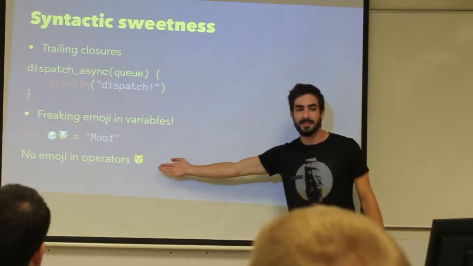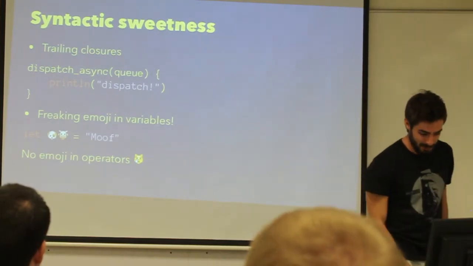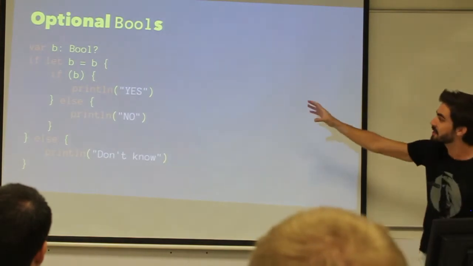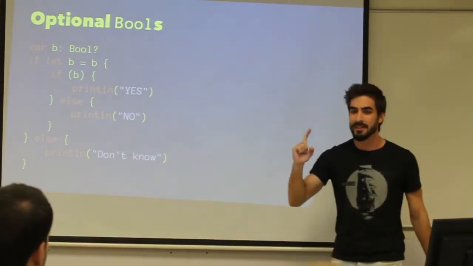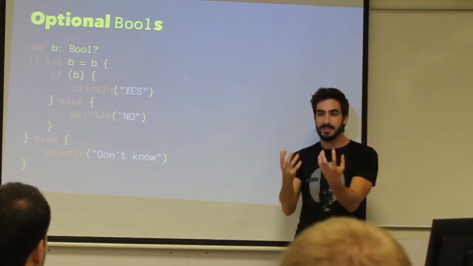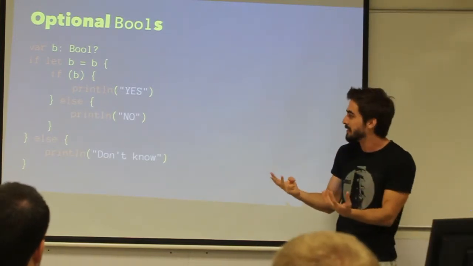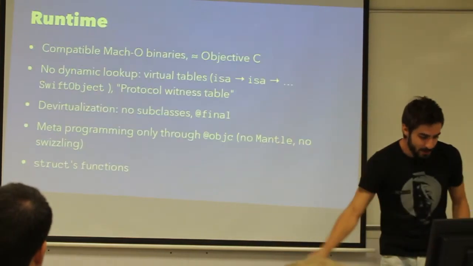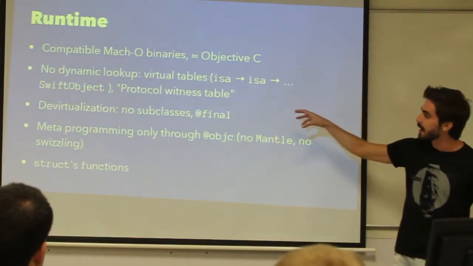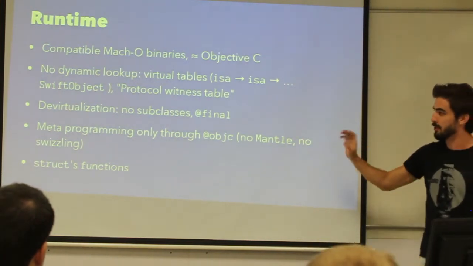But again, there is no cat operator. I'm disappointed. Then this thing is really cool. Those are optional booleans. Imagine that you have a boolean that is optional. So you finally get this third state for the boolean, which is like, I don't know.